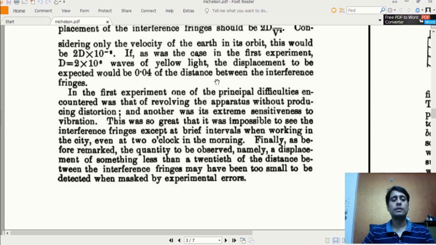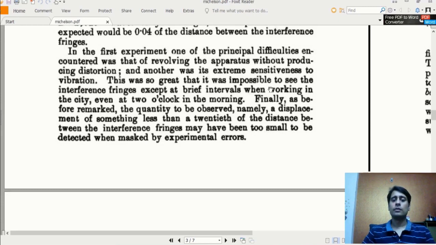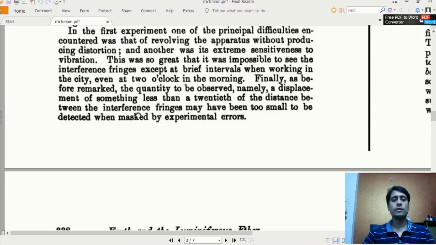So in the first experiment, while doing the experiment, they observed some difficulties. Here the difficulties have been mentioned. In the experiment, one of the principal difficulties encountered was that of revolving the apparatus. The apparatus was large, so revolving it without producing distortion was hard. Even a slight vibration while moving the apparatus can disturb the interference pattern. So without producing any distortion, it was very difficult to rotate the apparatus. And another was its extreme sensitiveness to vibration. There can be many kinds of vibration which can affect the results.